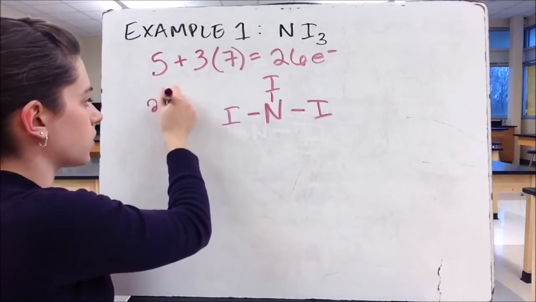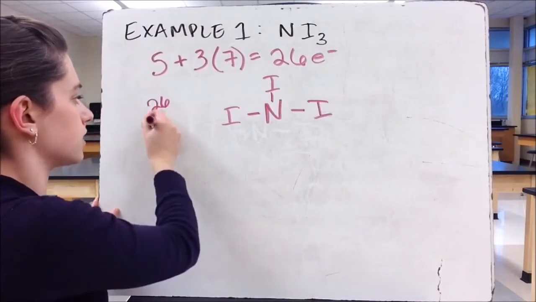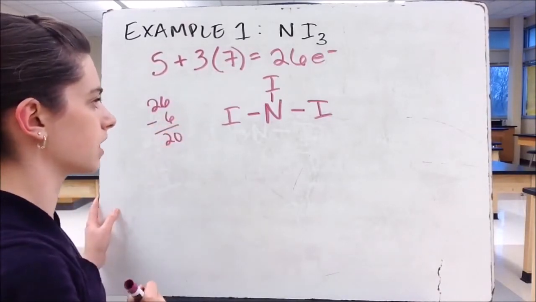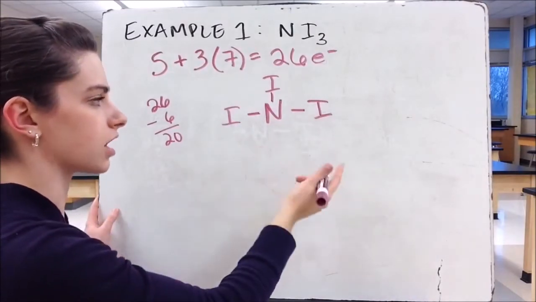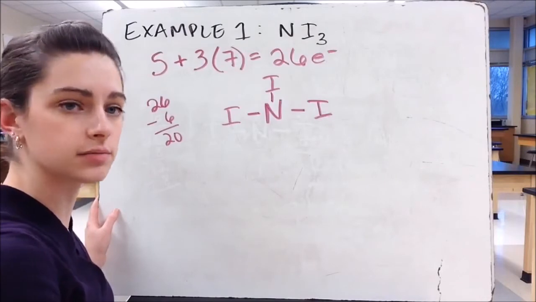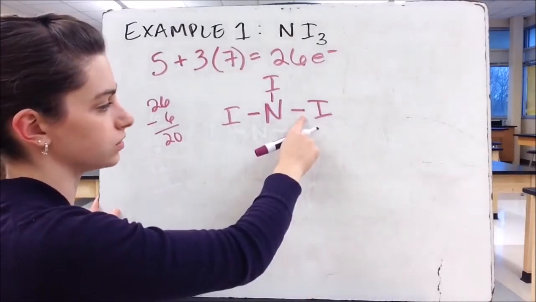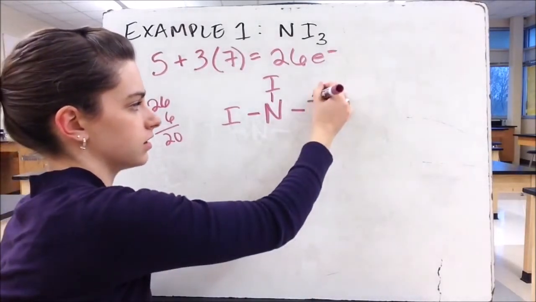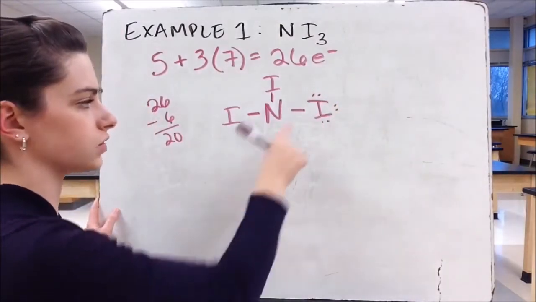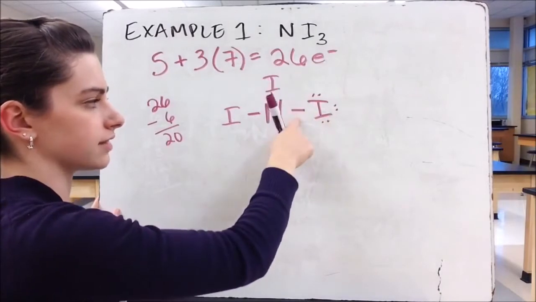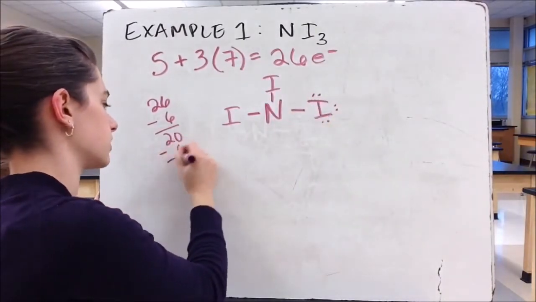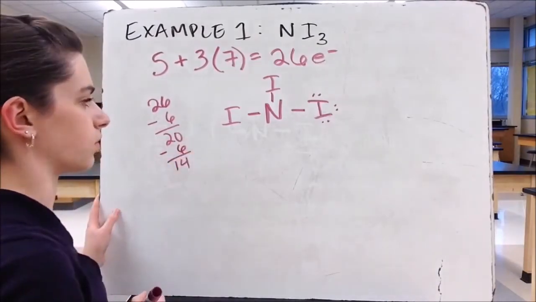I'm going to keep a running total over here on the side. I started with 26. I've used 6, and so now I'm down to 20. Now that I have them connected, I'm going to start with the outside atoms and add electron pairs until each has 8. So this one already has 2 from the bond. So there's 4, there's 6, there's 8. So I've used 6 more electrons. I've already counted for these guys. I've used 6 more, so I'm going to subtract 6 from over here. That leaves me with 14.